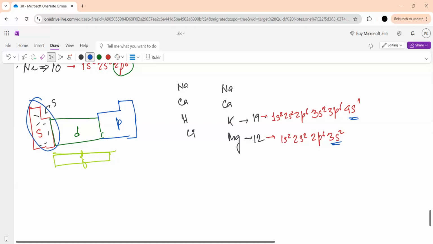So if you look at your periodic table, you will see that all these, potassium, magnesium, calcium, and also rubidium, cesium, francium, they are in the S block, right? Yes, ma'am. Okay.